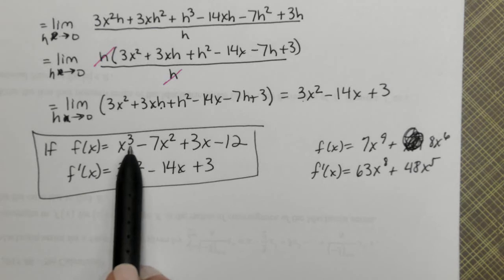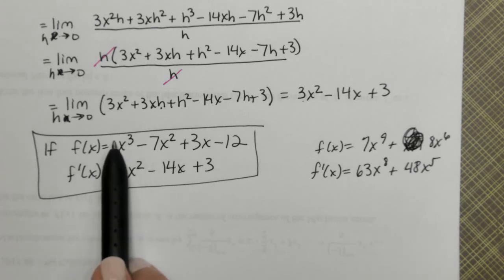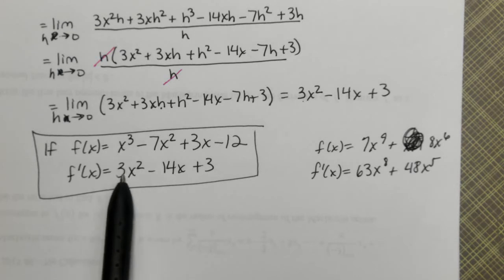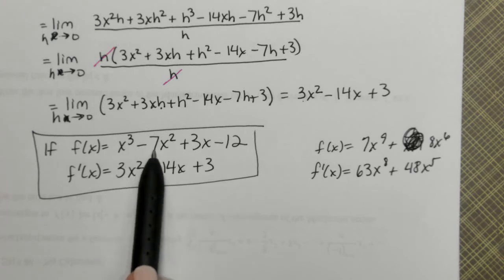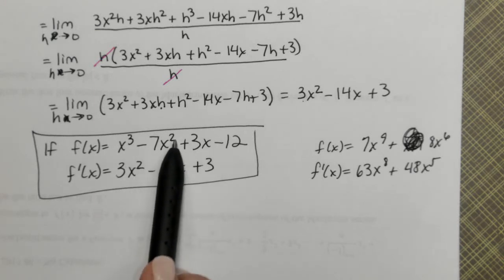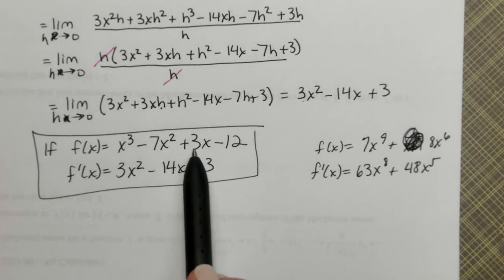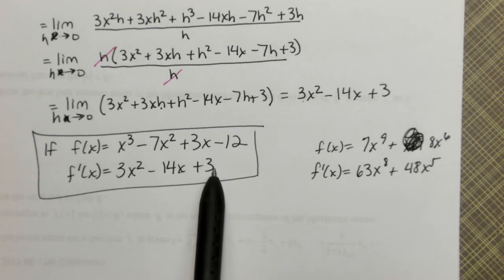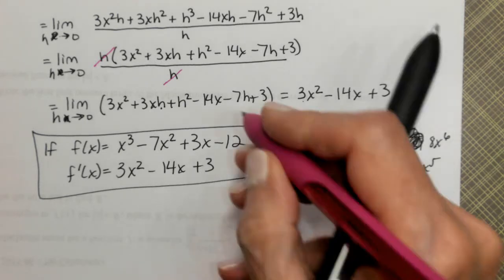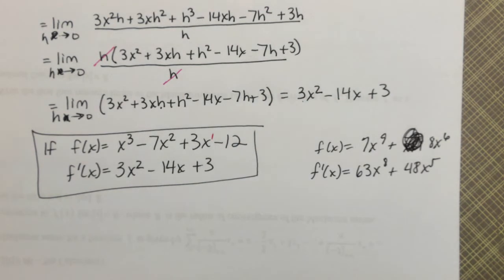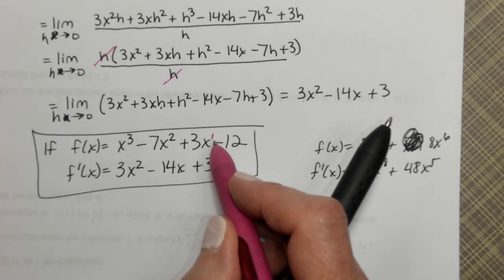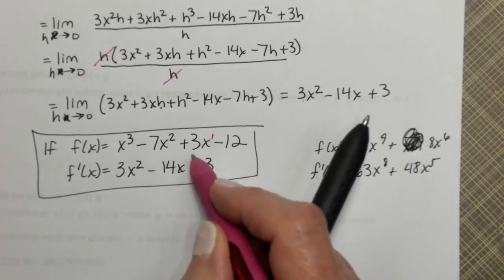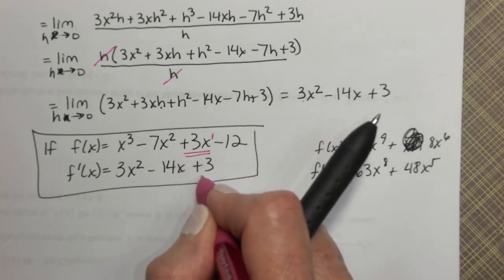Okay, so what we did here, 3 times the coefficient, well, the coefficient is a 1, so 3 times 1 is 3. Reduce your power by 1. 2 times negative 7 is negative 14. Reduce your power by 1. The derivative of 3x is just 3. You can think of it as this power is 1. 1 times 3 is 3. When you reduce your power by 1, you get x to the 0, which is just 1. Regardless, when you take the derivative of 3x, you're always going to get 3.